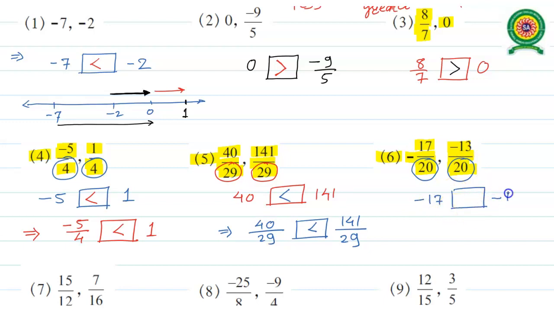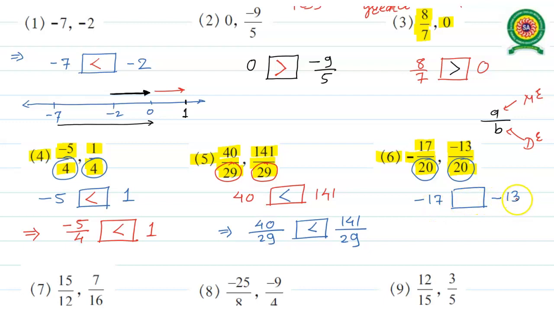We have the numerators minus of 17 and minus of 13. Keep in mind, for any rational of the form a by b, the upper part is known as your numerator and the lower part is known as your denominator. So now we have to compare minus of 17 and minus of 13.